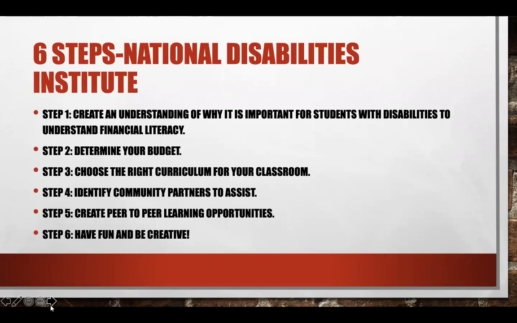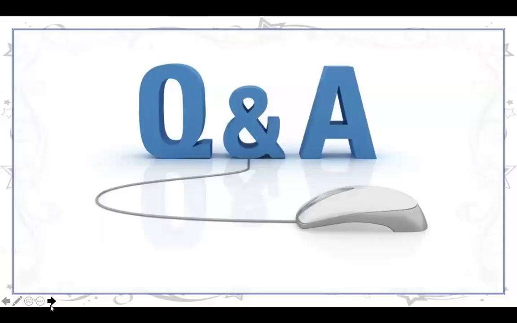Step 3, choose the right curriculum for your classroom. Step 4, identify community partners to assist. Step 5, create peer-to-peer learning opportunities. And step 6, have fun and be creative. And I'll add a step 7, make sure you invite Dr. Rosa to your lessons.